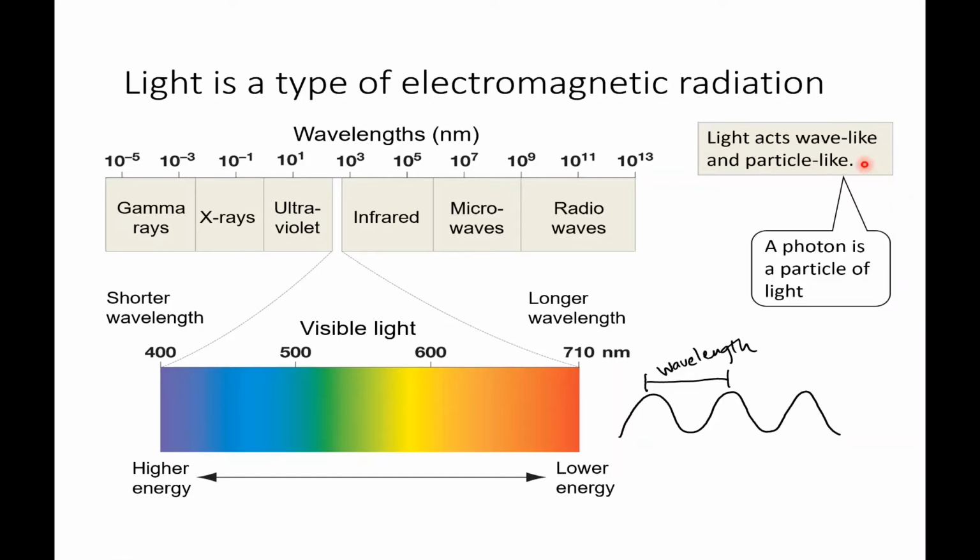I also mentioned that light is particle-like, and a photon is a particle of light. Each photon and wavelength has a specific amount of energy. Let's look at this in our visible light spectrum here. Shorter wavelengths have a higher amount of energy, and longer wavelengths have a lower amount of energy.